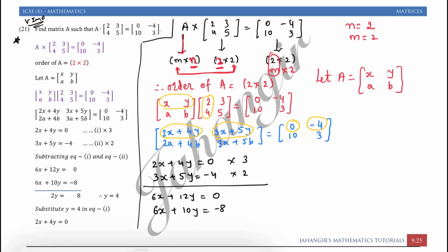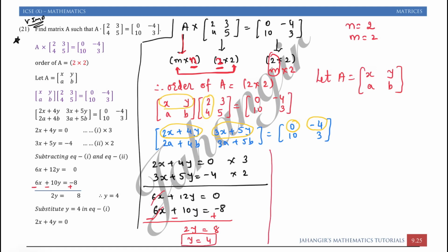Now subtracting, you will get minus, minus and plus. Subtracting, you will get 6x and 6x will get cancelled. 12 minus 10 is 2y is equal to 0 plus 8 is 8. So therefore y is equal to 4. We got y, we got one of the elements.